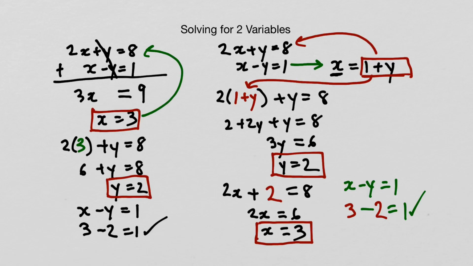So now you have two different ways of solving for two variables. Whichever way you want to choose is fine, depending on the nature of the equation that you're given. One method may be easier than the other. So hopefully both methods are clear to you.